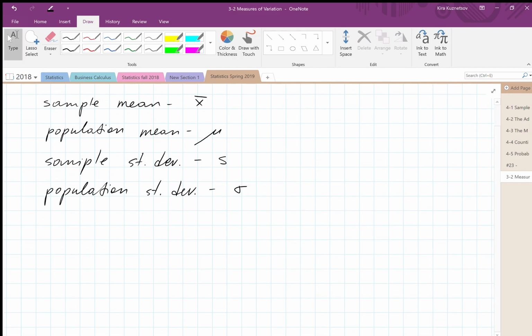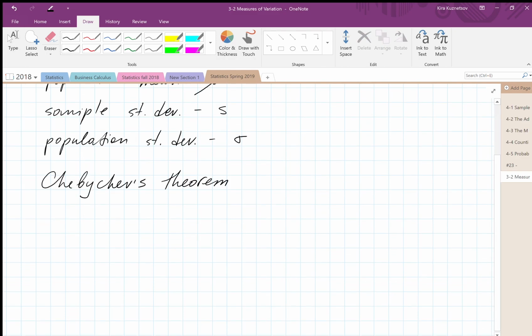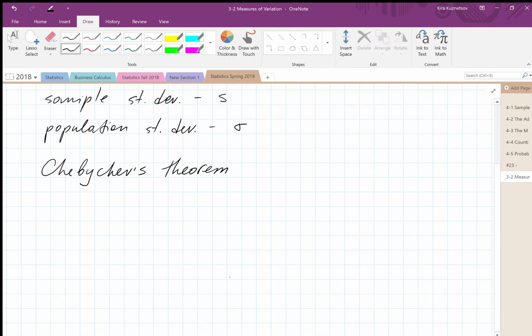My next topic is Chebyshev's theorem. Chebyshev's theorem says the proportion of values from a data set that will fall within k standard deviations of the mean will be at least 1 minus 1 over k squared, where k is a number greater than 1, not necessarily an integer. So what this just said is this. I'll draw a picture.